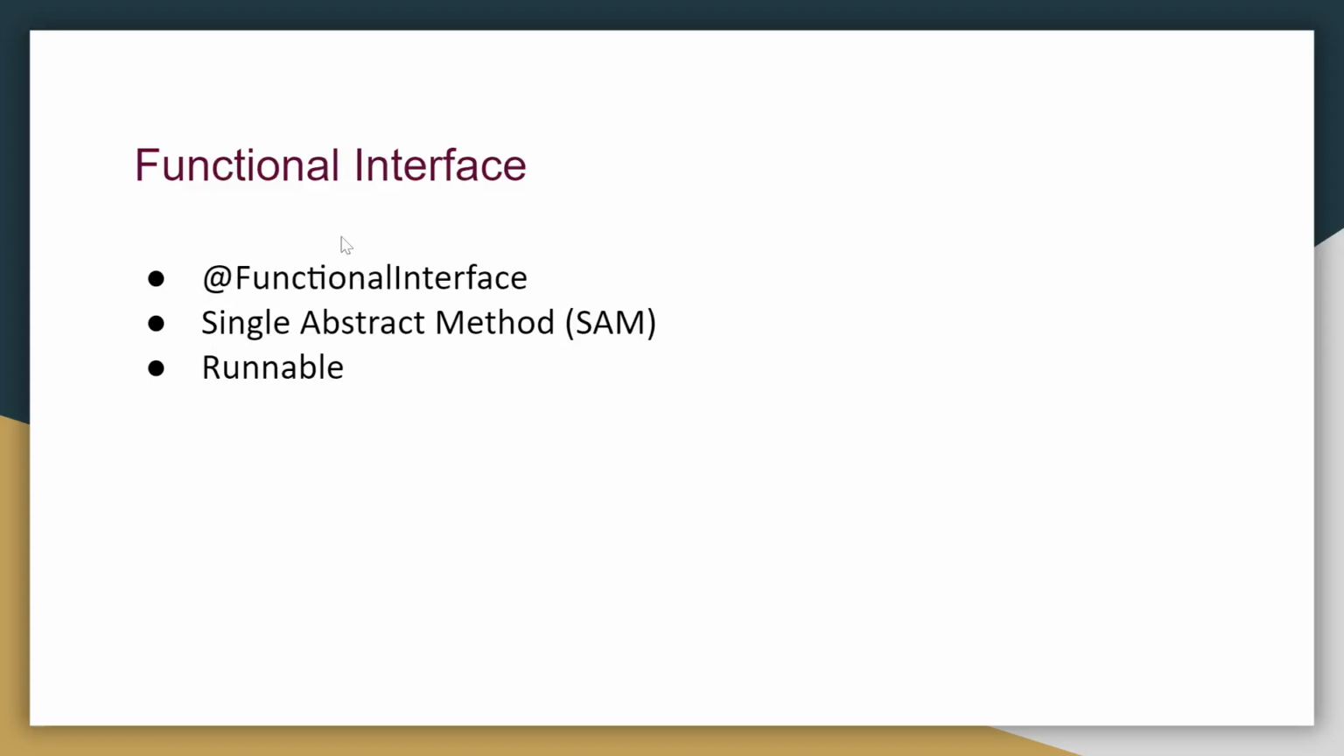And next thing, if the interface doesn't have a single abstract method, then that interface cannot be called a functional interface. An example of this is Runnable. If we see the Runnable interface, it is a functional interface. Okay, so let's go to the practical example. I think we will cover these things in coding.